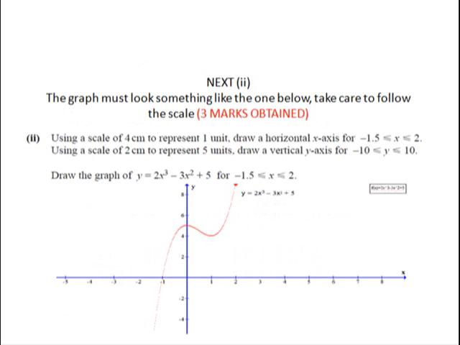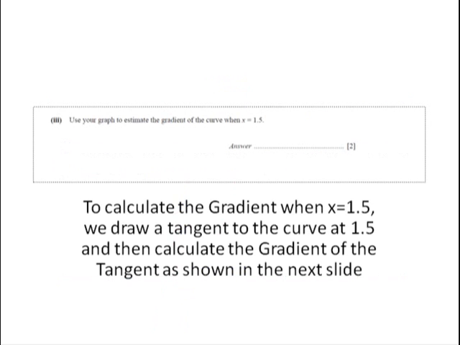If you've got any questions on how to plot the graph, you can contact me, then I'll fill you in. The next part of the question says use the graph to estimate the gradient of the curve when x is equal to 1.5. And how you'd answer it: to calculate the gradient when x is equal to 1.5, we draw a tangent to the curve at 1.5 and then calculate the gradient of the tangent as shown in the next slide.